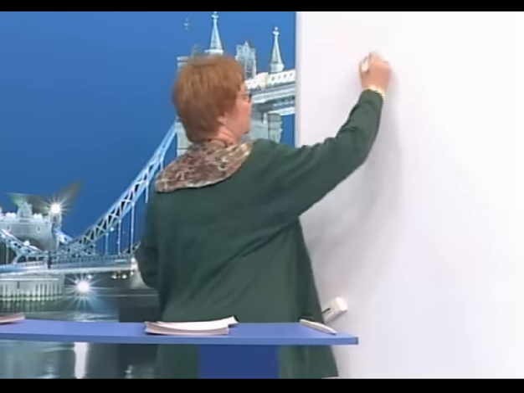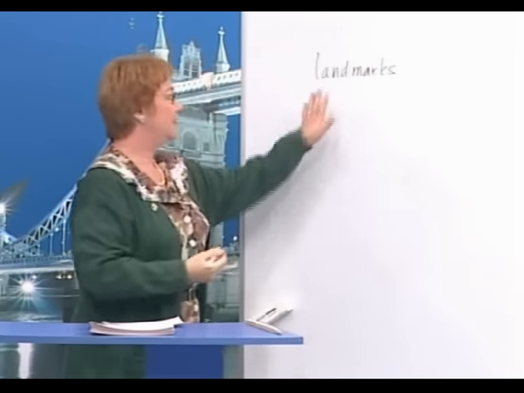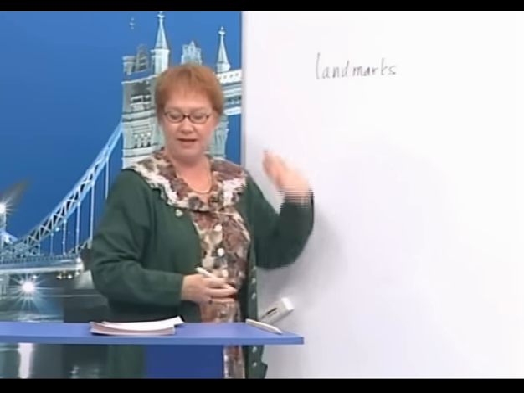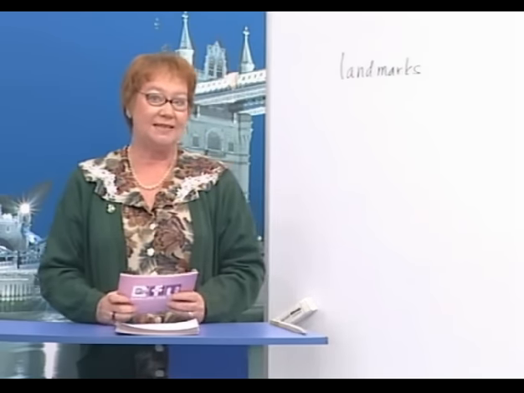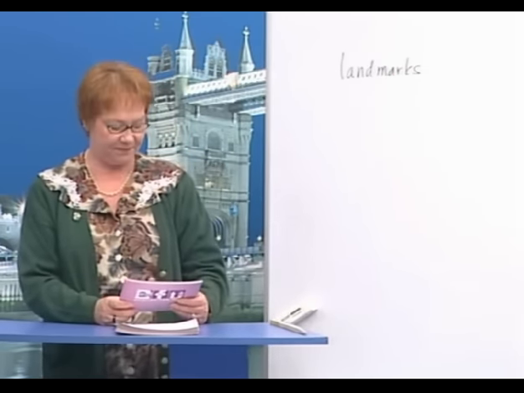Landmarks. Some natural features are special. So there's special kinds of geography. These are called landmarks. Landmarks are special places on the land. Some of them are famous. Everybody knows about them, and people often go and see these landmarks on their vacations. Now, we're going to look at some of the world's famous landmarks. Maybe you know some of them.